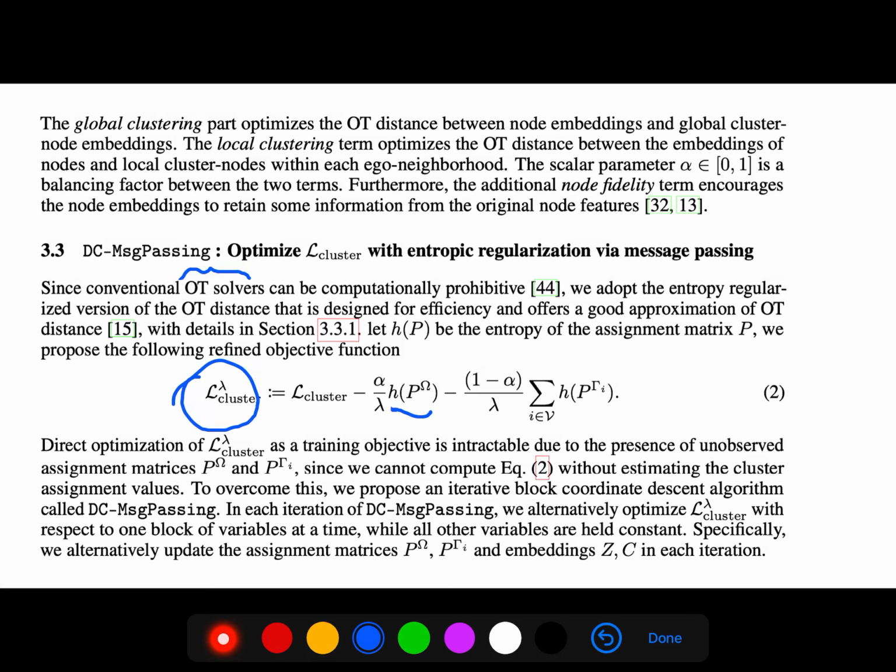Direct optimization of that as a training objective is intractable due to the presence of unobserved assignment matrices, since we cannot compute this without estimating the cluster assignment values. So we propose an iterative block coordinate descent algorithm. In each iteration, we alternately optimize with respect to one block of variables at a time.